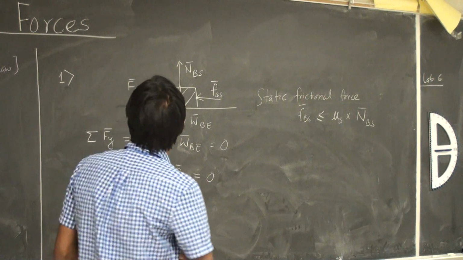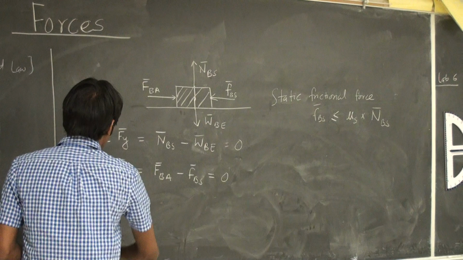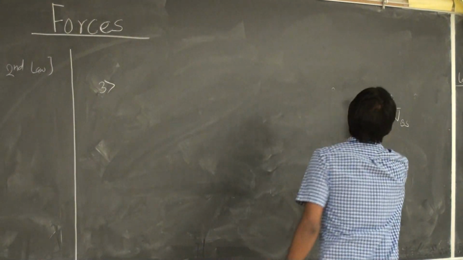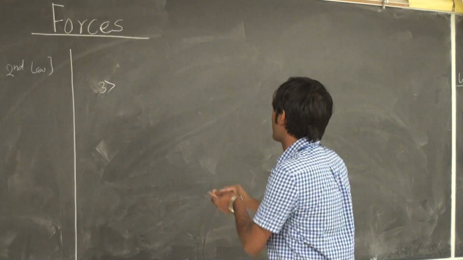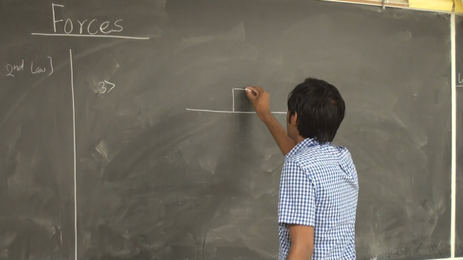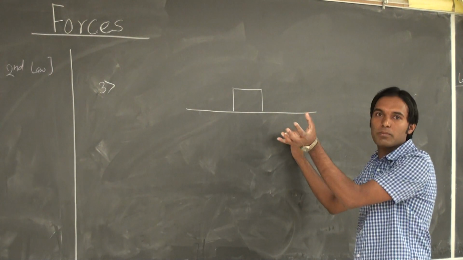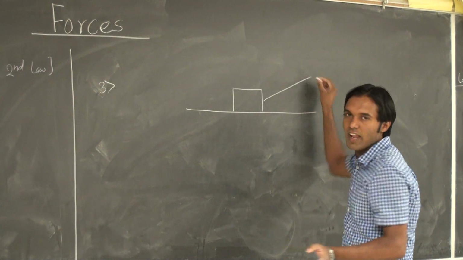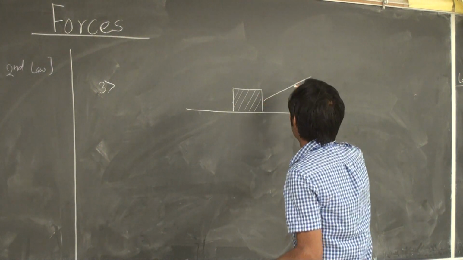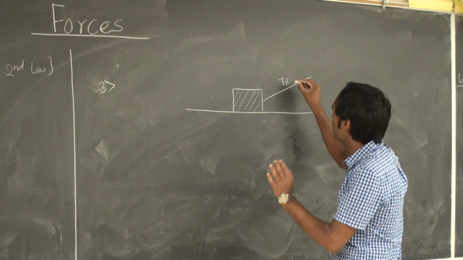So let's consider another case. Now I'm going to consider a third case where there is the same horizontal surface, and there is the box that is resting on the surface. Now in this case, you are pulling the box through a rope by applying the tension force, and this box is applying the tension force on the rope.